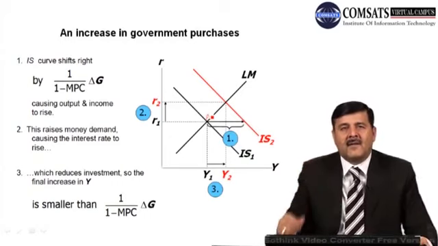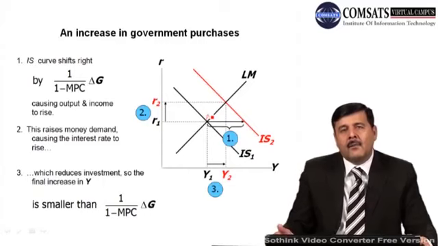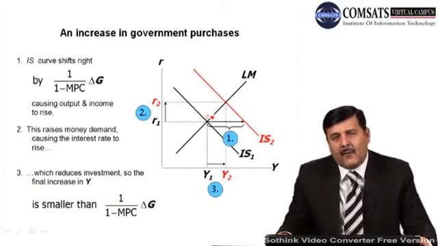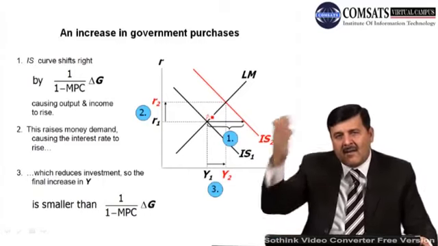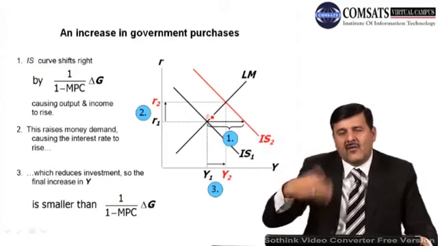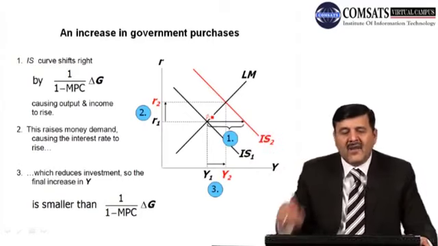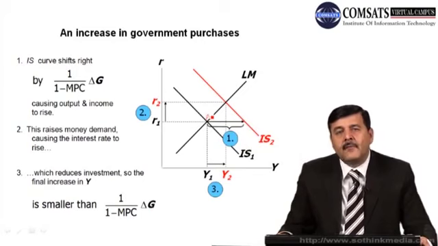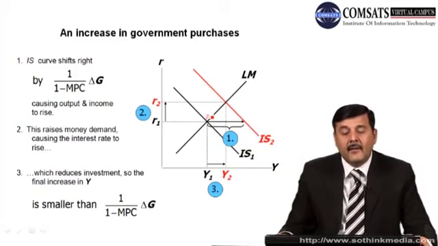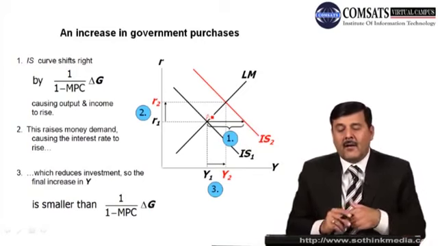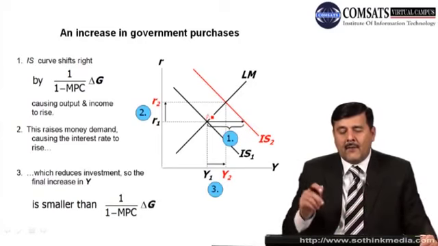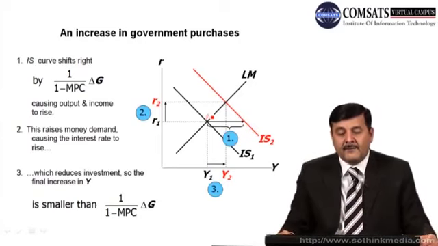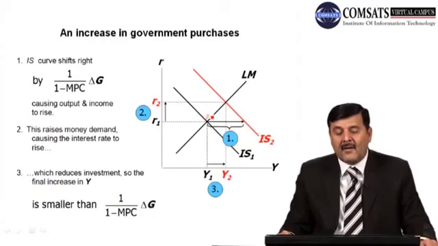परचेजेस में 1% इजाफा होता है तो इनकम में उससे 5 गुना ज़्यादा इजाफा होता है. तो इनकम multiplied by the change in government purchases. So this will bring a shift in the IS curve to the right side. Now if we keep the same rate of interest, this raises money demand, causing the interest rate to rise.